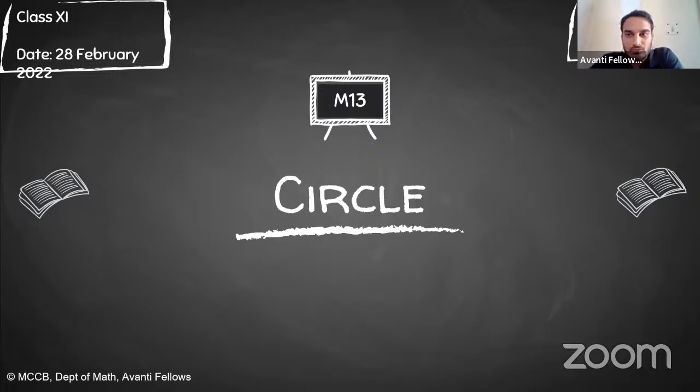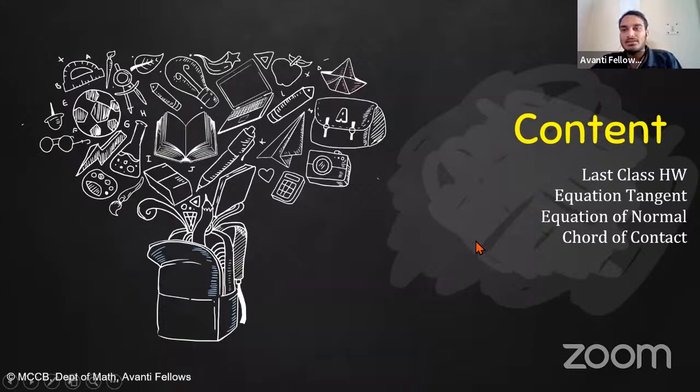So today we are going to study. In the last class we were discussing the different forms of tangent. We saw the parametric form: if the point is lying on the circle, how to write the equation of tangent. In today's class, first I will solve one question from the homework I gave you, just as a recall, and then we will continue with the equation of tangent, and then we will look into the equation of normal and chord of contact. So shall we begin?